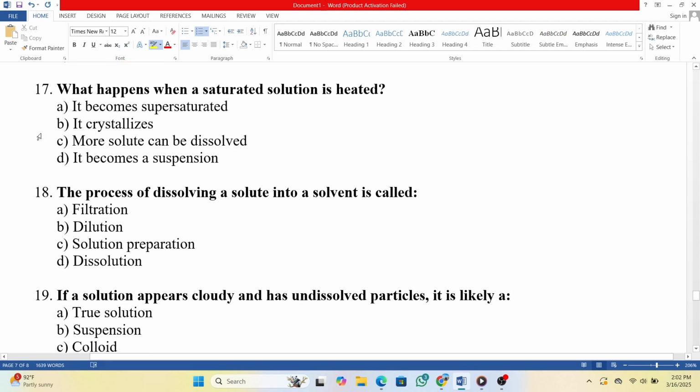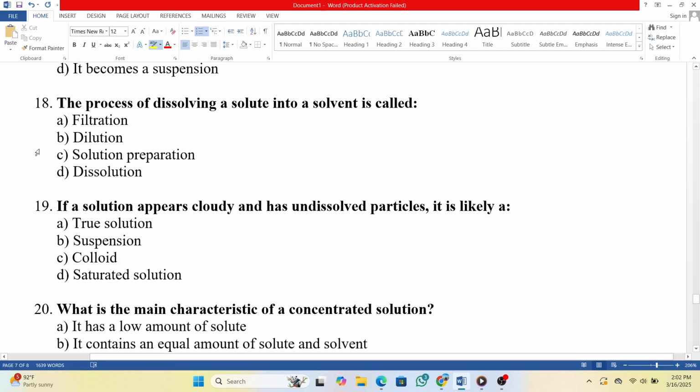A. It becomes supersaturated. B. It crystallizes. C. More solute can be dissolved. D. It becomes a suspension. Answer, C. 18. The process of dissolving a solute into a solvent is called A. Filtration. B. Dilution. C. Solution preparation. D. Dissolution. Answer, D. 19.